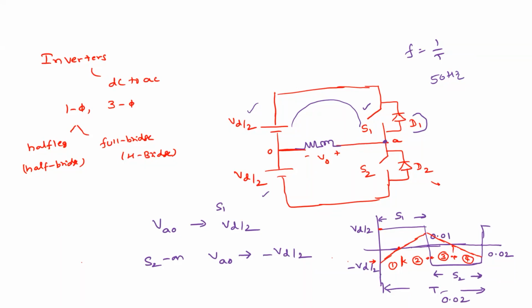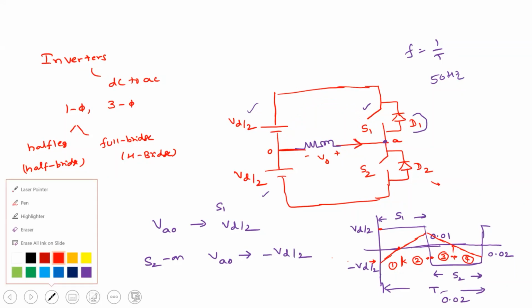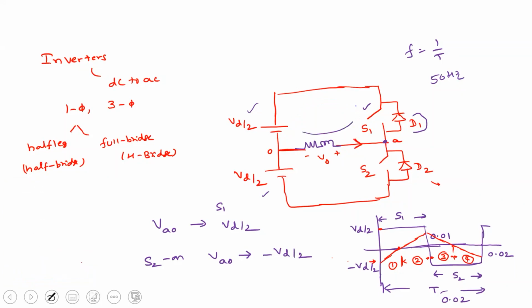So which device will conduct here? Negative current means that if you assume this is the positive terminal, the current will flow like this. So D1 will conduct, and the current path will be something like this. You have positive voltage across the load terminals, but the current is negative.